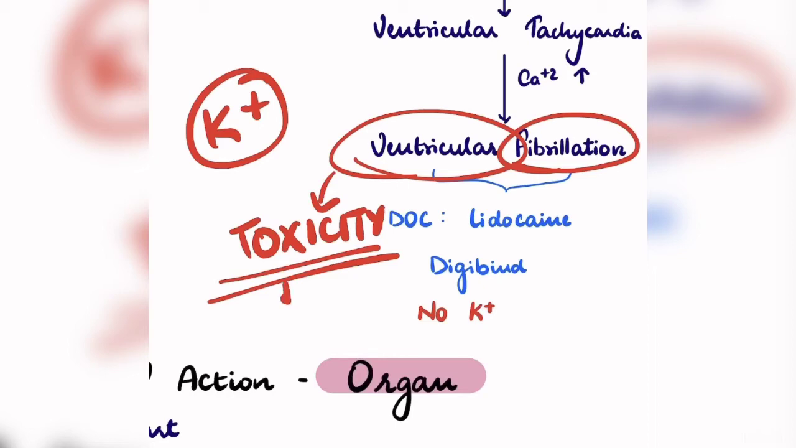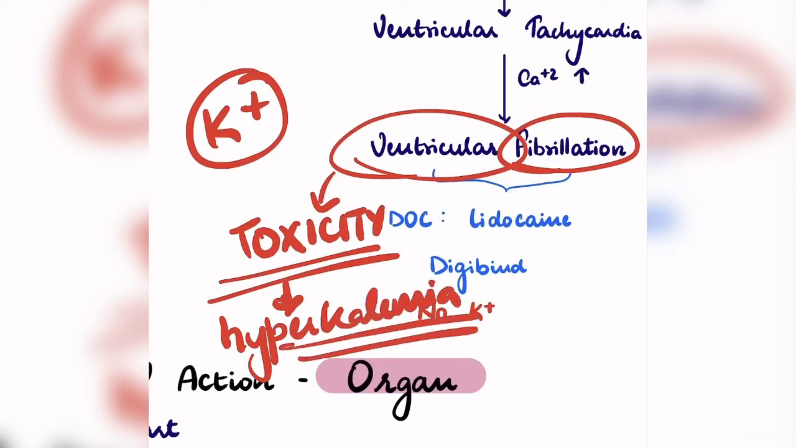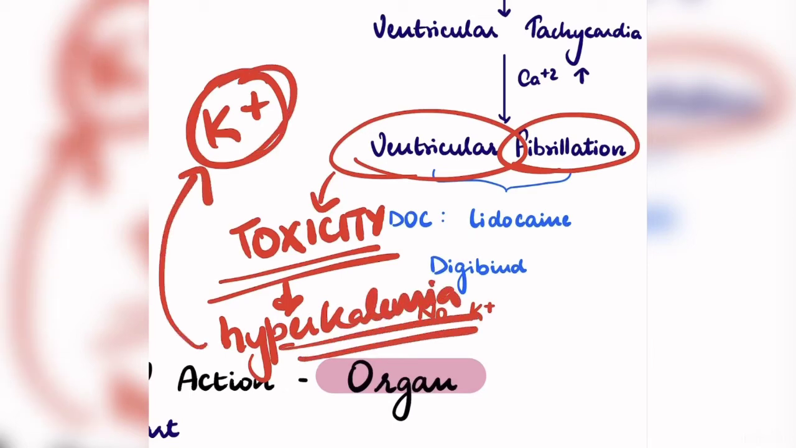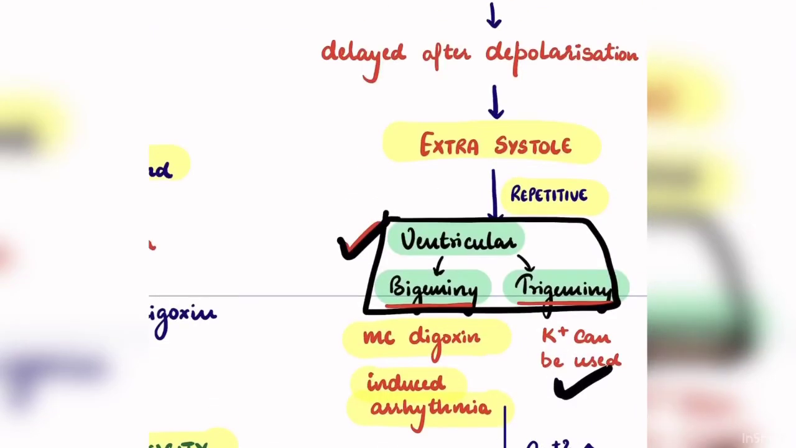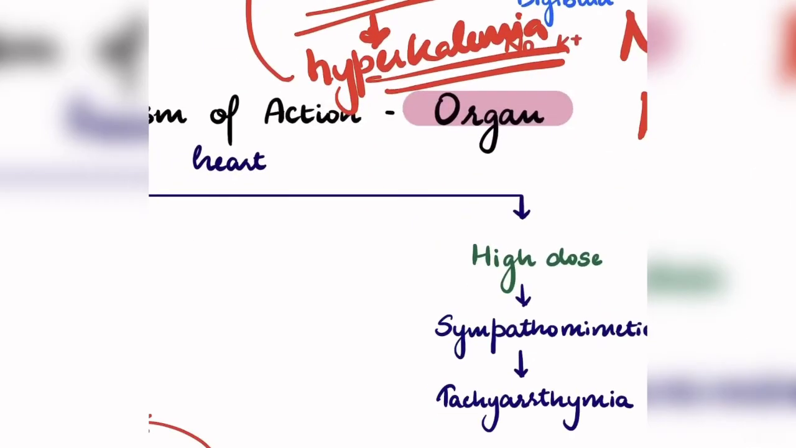That means digoxin toxicity. That means there's hyperkalemia. In hyperkalemia, if I give potassium further, it is going to worsen the situation. So guys, remember that in ventricular fibrillation, you won't give K plus, but in ventricular bigeminy and trigeminy, you can give K plus. That is potassium ion.